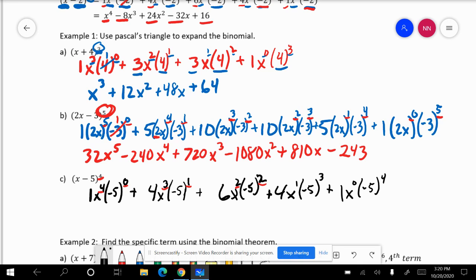So anything to the 0 is 1. So we have x to the fourth. Negative 5 times 4 is negative 20, x to the third. 25 times 6 gives us 150, x to the second. We have 125, and we multiply that by 4, and that gives us 500. And for our last one, we have 5 to the fourth, which is 625.